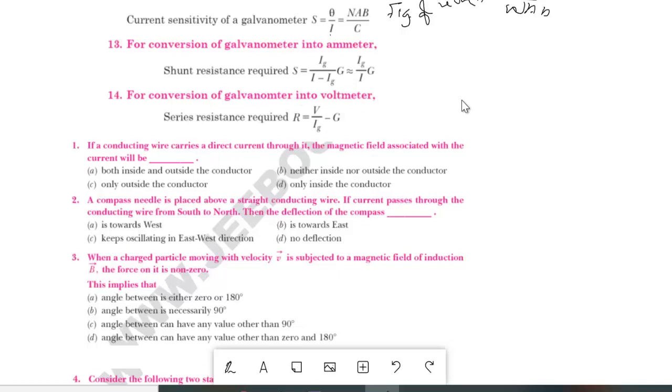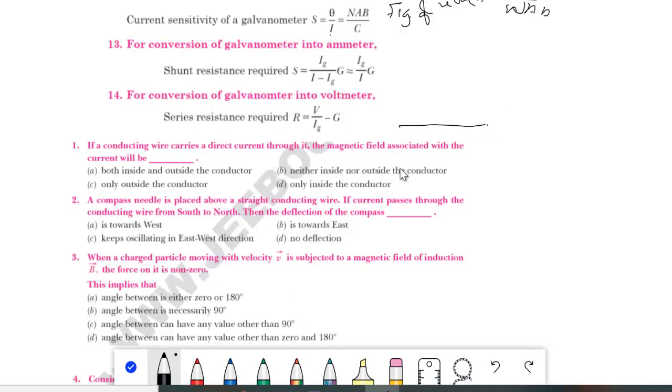And for converting the galvanometer into a voltmeter, what should we do? We connect a very large resistance, a very high resistance, in series with the circuit. So how can we find the resistance required? R equals V by Ig minus G. These are the important formulas which you need to learn in the moving charges and magnetism chapter. We'll also do some 2-3 questions.